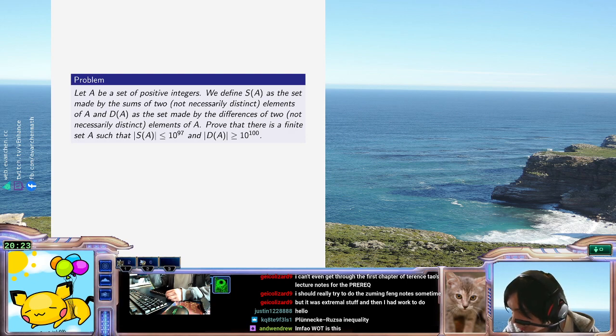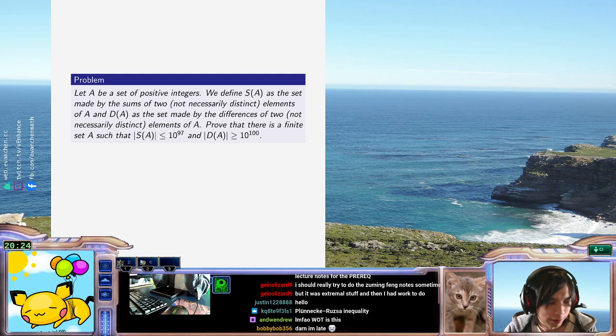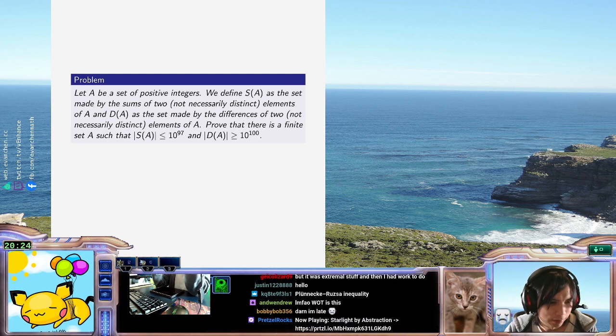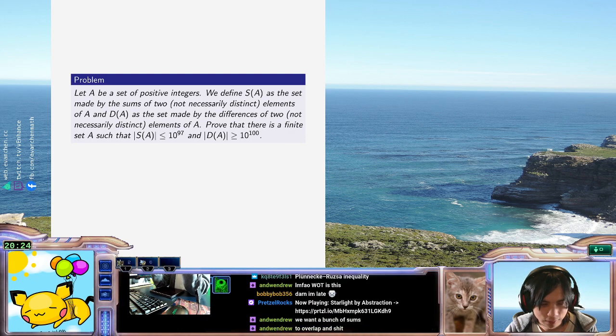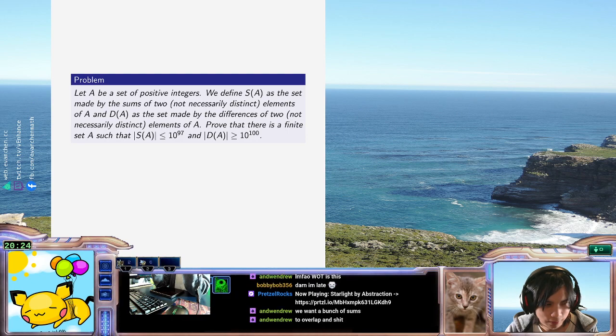What am I even supposed to do? I mean, the constants seem like they don't really matter. It's just you want the difference set to be a lot bigger than the sum set. I mean, I agree it's cool. I'm not sure I'm gonna solve it.